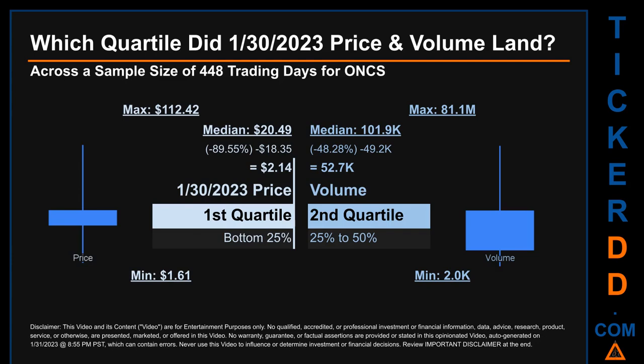Descriptively, ONCS has a median price of $20.49. Therefore, January 30th, 2023 price was lower from that middle marker by 89.55%. The day's volume of 52.7 thousand was less than the median by 48.28%.